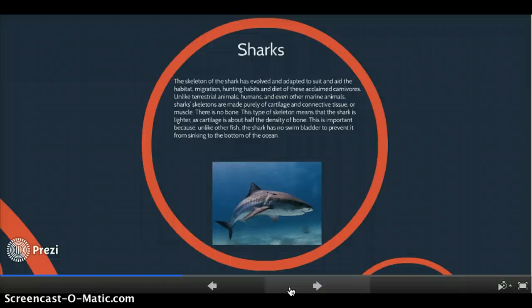This type of skeleton means that the shark is lighter, as cartilage is about half the density of bone. This is important because, unlike other fish, the shark has no swim bladder to prevent it from sinking to the bottom of the ocean.